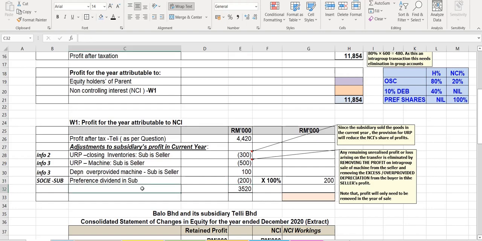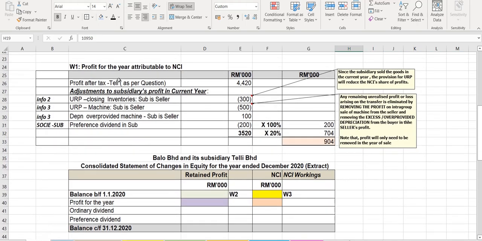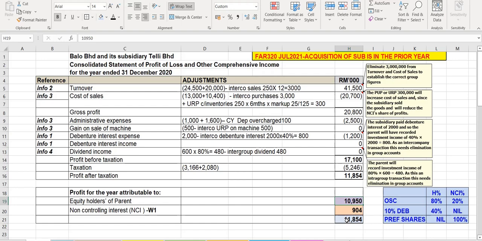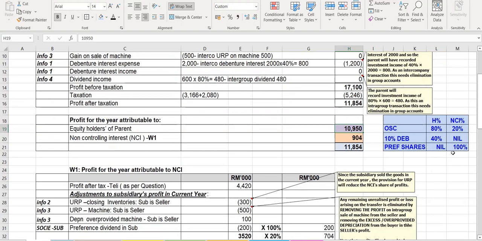This is actually profit attributable to the ordinary shareholder, 3520, and the percentage is 20% since the parent holds a share of 80%, and therefore the non-controlling interest share of profit is 704, and that is 904. So this 904 will be included here, and the difference between 11,584 million and 904 will be shown as the one attributable to the parent. You can just do the workings by taking 11,854 million minus 904,000. That will give you 10,950, and these are the percentage of the preference shares in the non-controlling interest, 100%.